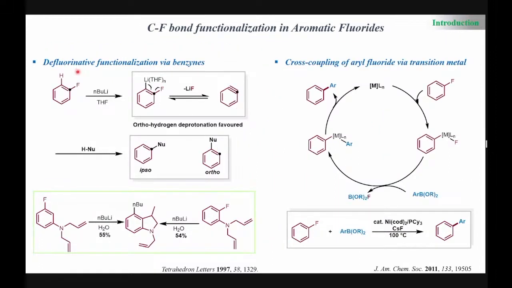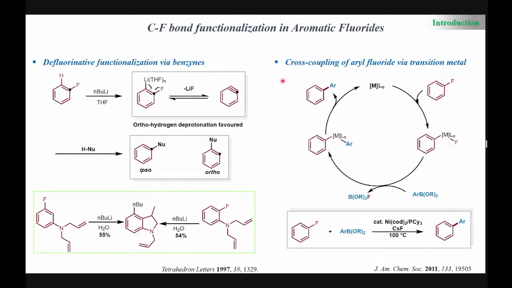The C-F bond could also be activated through arynes. Using this lithium reagent, with the loss of lithium fluoride, this aryne intermediate is formed, which can generate a mixture of 2 regioisomers with the nucleophiles. Taking advantage of this, either 2- or 3-fluoro dialanine reacts with the butyl lithium. The water gives the same product with a similar yield.